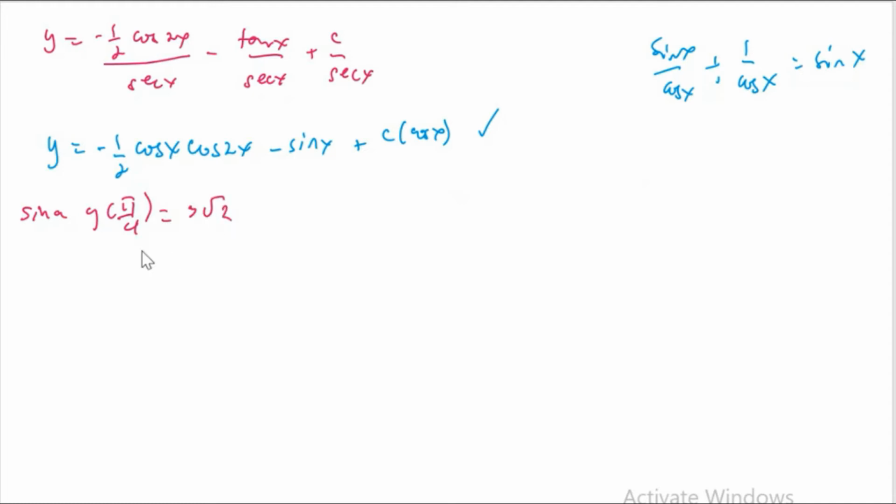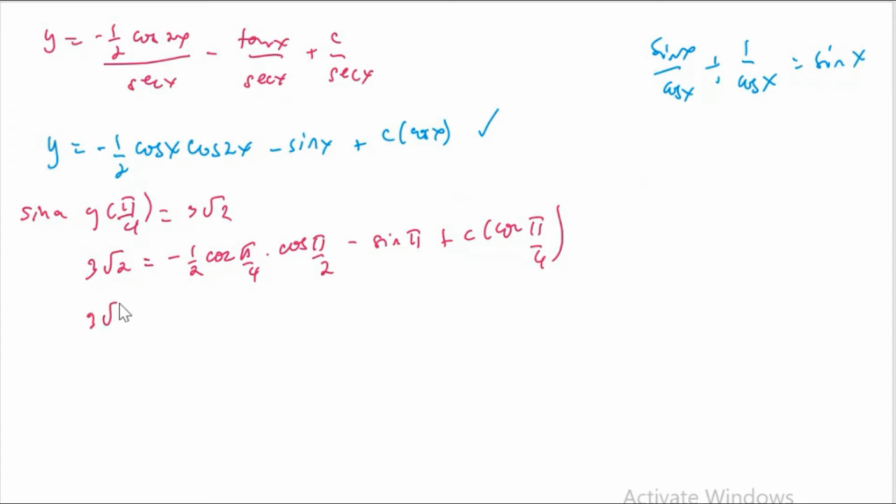So I will replace x now by pi over 4. And this will be equated to 3 square root of 2 is equal to the negative 1 half of cosine pi over 4 times cosine of 2 pi over 4. It gives us now cosine of pi over 2 minus sine pi plus c times cosine of pi over 4. So taking the value, we have negative 1 half.